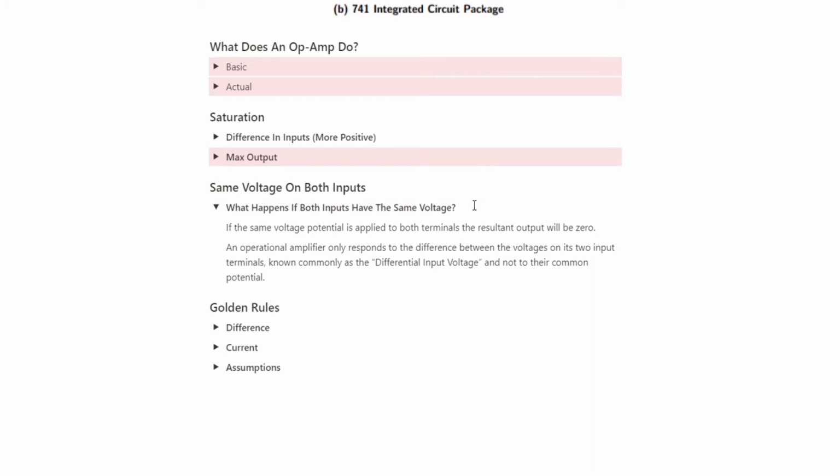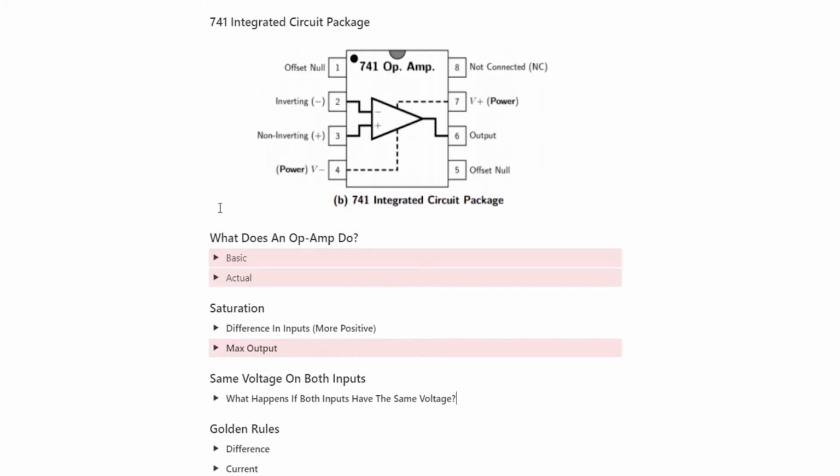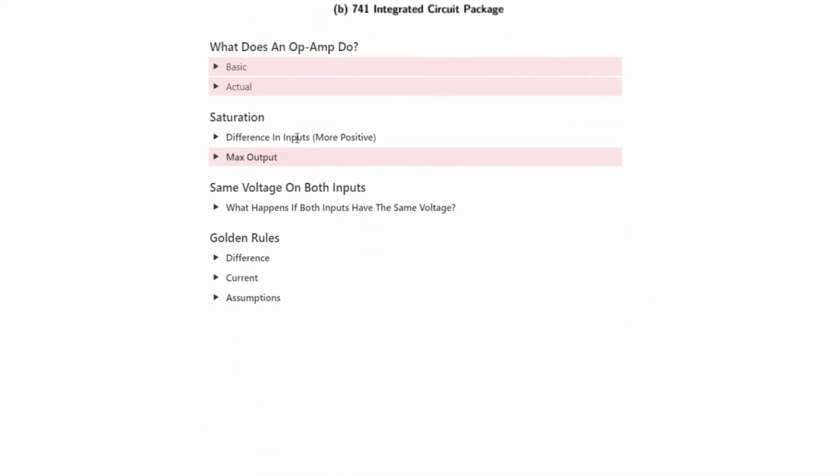So does that mean in my example of 6 volts and minus 6 volts, the output will be 0? An operational amplifier only responds to the difference between the voltages on its two inputs, commonly known as the differential input voltage, not to their common potential. Okay, that makes sense. If the voltage is the same, then you're not amplifying anything. The output is 0. So it just sinks it to ground. But I still don't understand what you're adding to these two inputs.